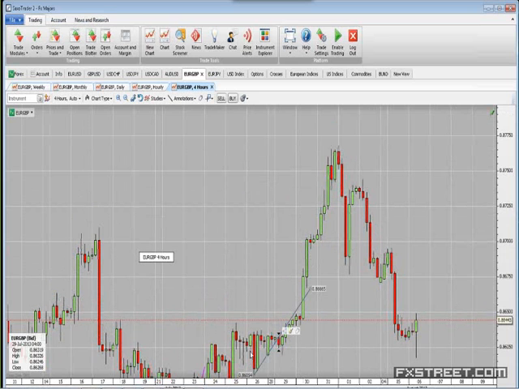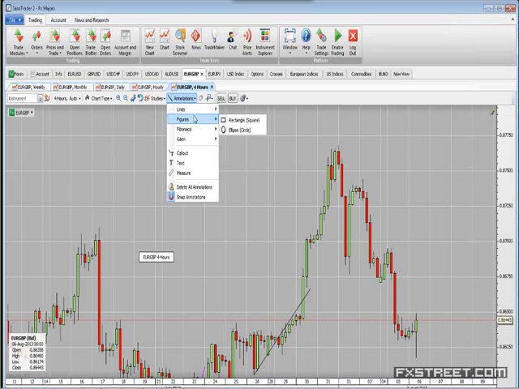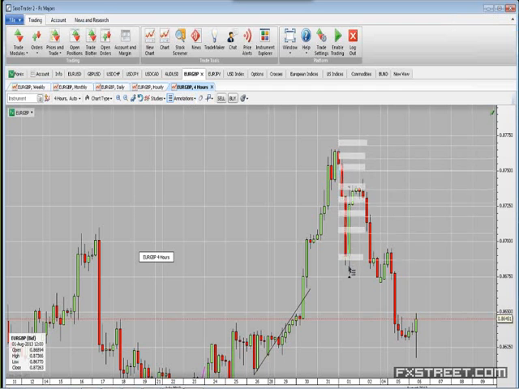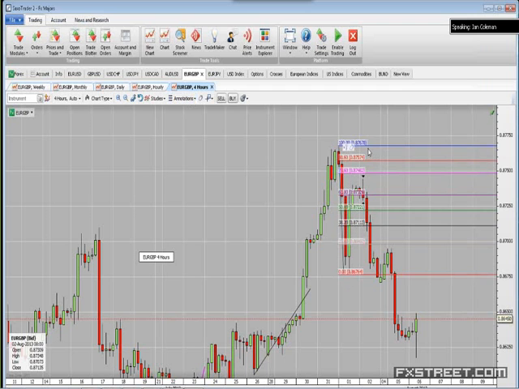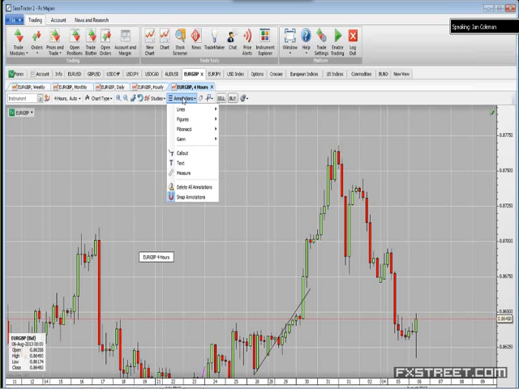Again, the move higher was pretty aggressive, but the move down has been quite aggressive as well, which is obviously what we want to see with regards to trading with trends as opposed to trading against.